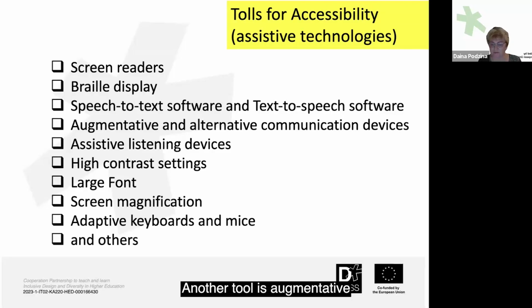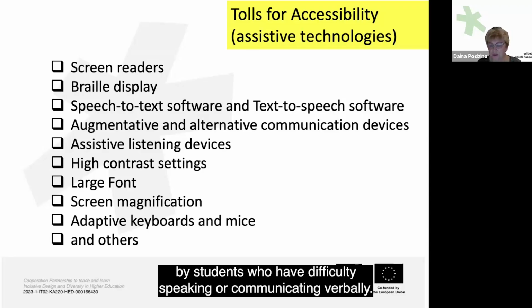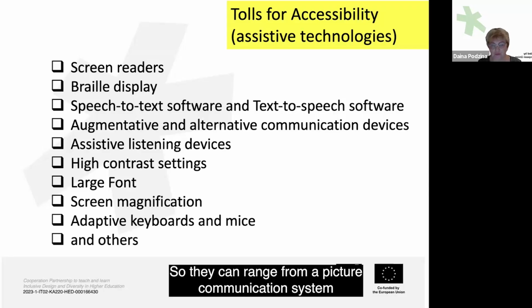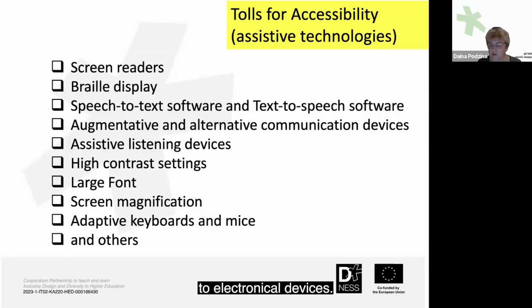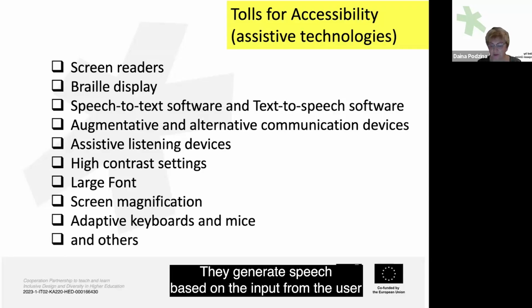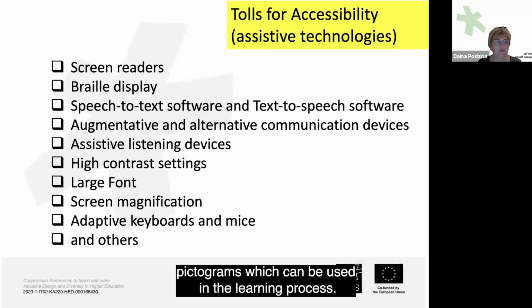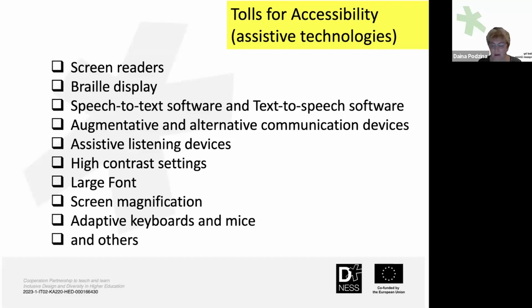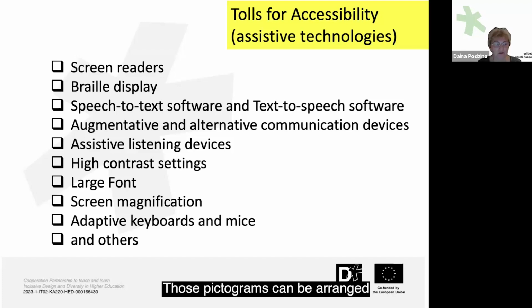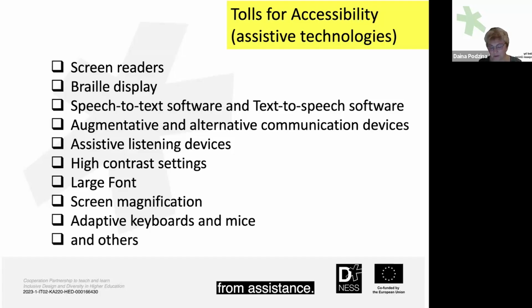Another tool is augmentative and alternative communication devices, and those devices are used for students who have difficulty speaking or communicating verbally. They can range from picture communication systems to electronic devices that generate speech based on input from the user. We quite often call them pictograms, which can be used in the learning process. Those pictograms can be arranged by the students themselves or with support from assistants.